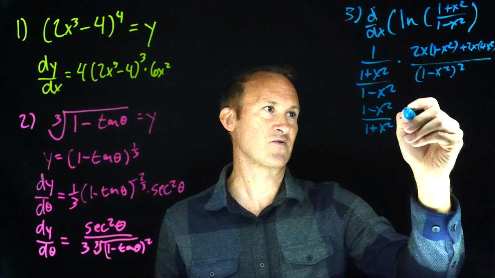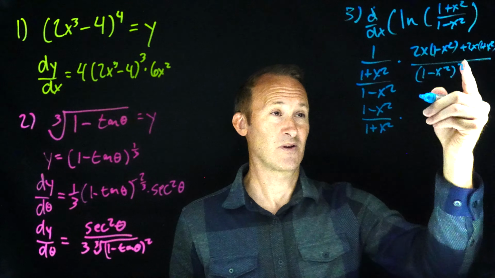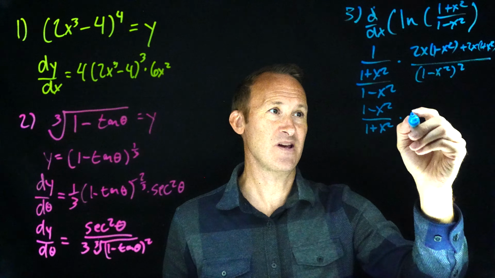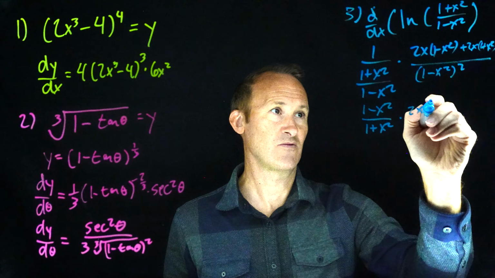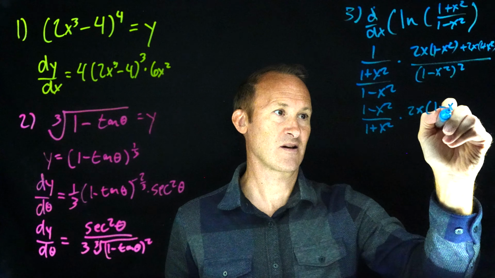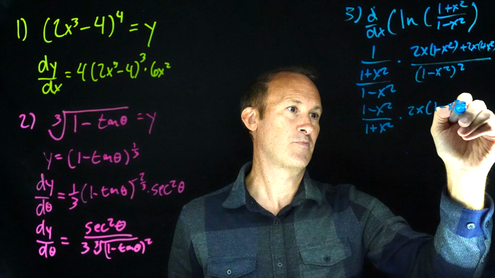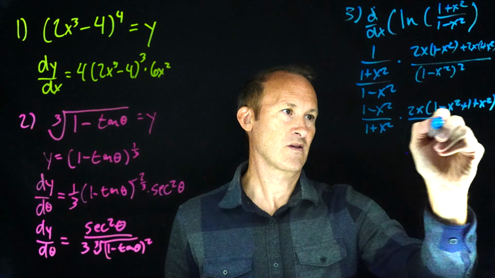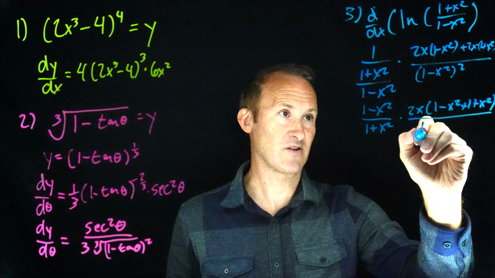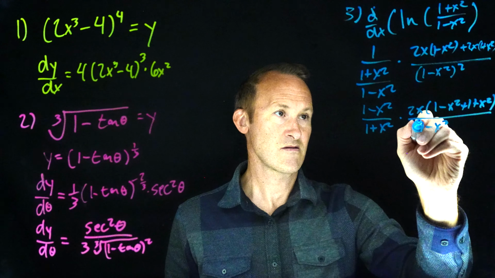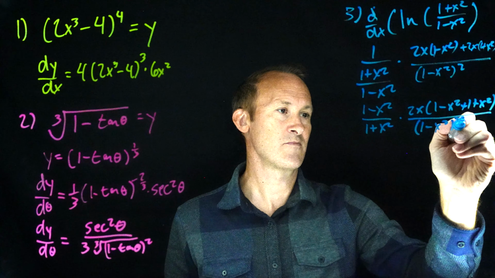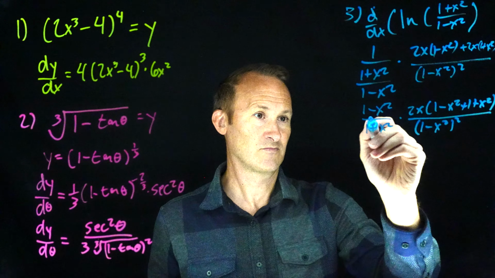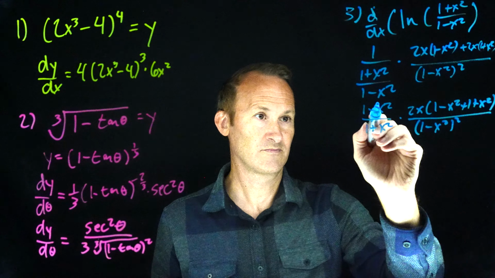And then here you can actually factor out a 2x, right? You get a 2x in common. So you factor out a 2x. And what are you left with? You're left with 1 minus x squared plus 1 plus x squared. So that's nice because those are going to cancel out, and you've got this 1 minus x squared squared in the bottom. So one of those cancels out, so one of the 1 minus x squareds will cancel out.